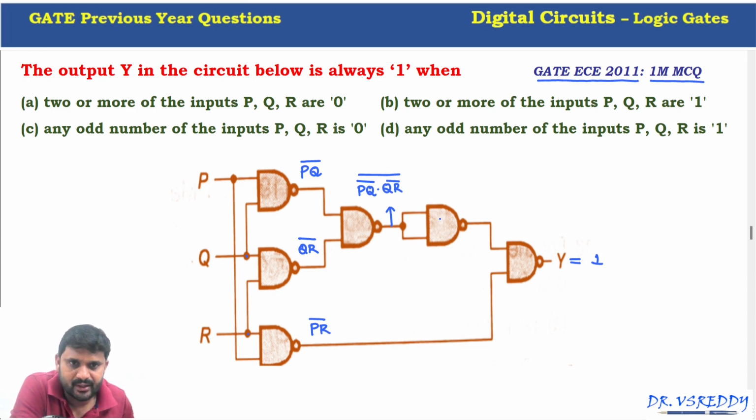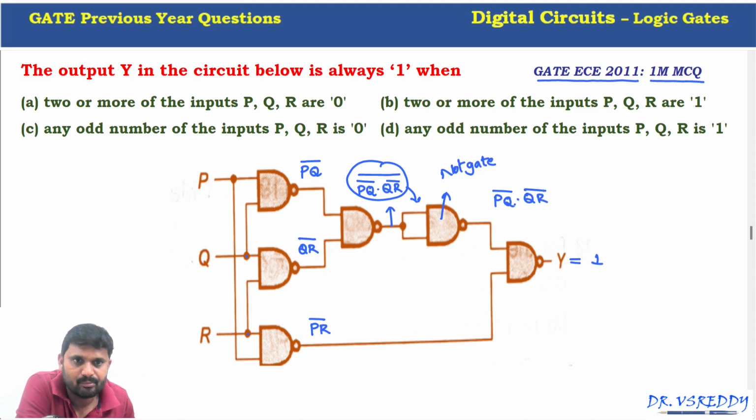Anyway, this is the NOT gate. So two inputs are the same for this NAND, then it acts as a NOT gate. Clear? So now this is the input for this NAND gate. Now the output we can write as PQ bar into QR bar. Anyway, the complement and complement cancel. We'll get PQ bar into QR bar. So this is another input, PR bar.